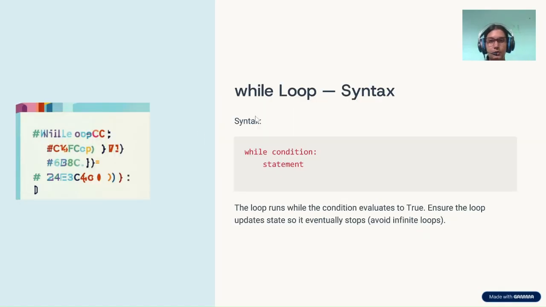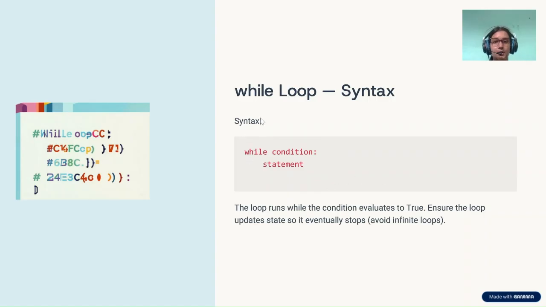Now let's move on to while loop. The while loop is used when we want to repeat a block of code as long as the condition remains true, right? The syntax, as you can see, do you remember what a syntax is? Yes, it's the grammar of a programming language, the specific way in which we are supposed to write the code.